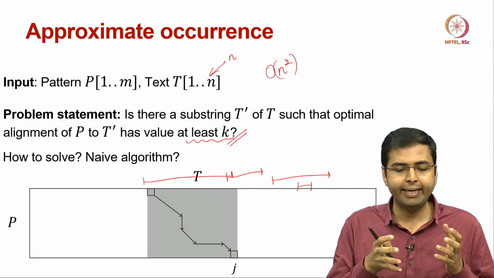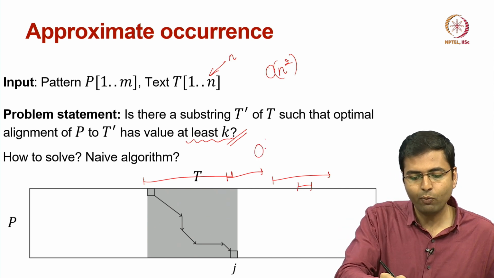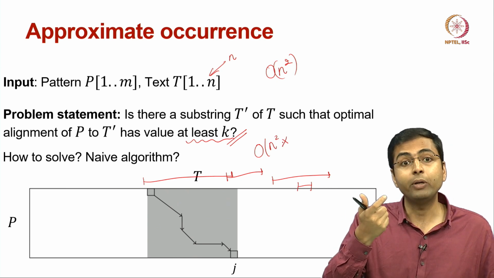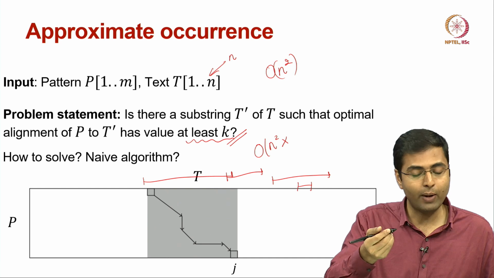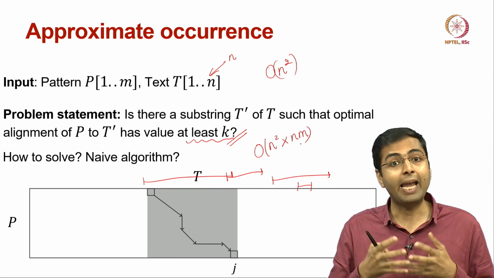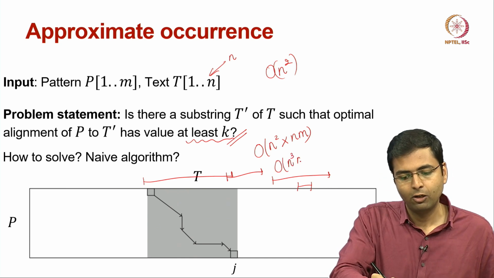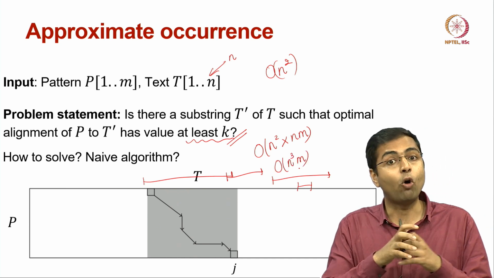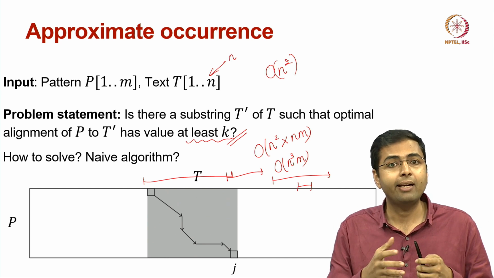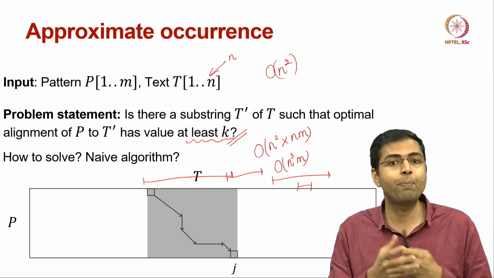Well, if we follow this idea, then it turns out that this idea will require n square times the time to do each alignment, that is quadratic as well. So, therefore, we will end up spending n cube times m time. So, the brute force solution of enumerating all possible substrings and trying them one by one will take n cube times m time, which may be too slow. So, it will not be practical at all.